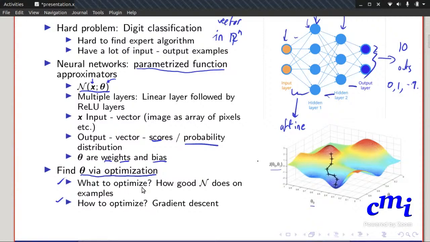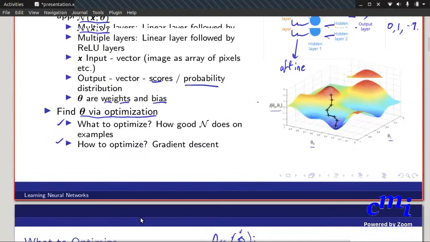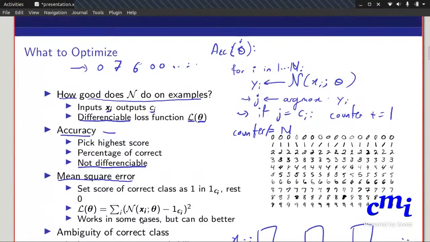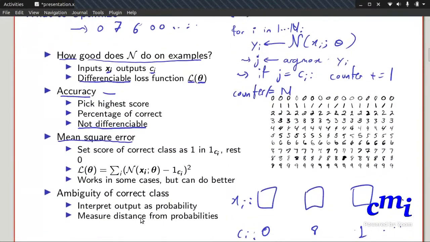What is the loss function on theta that we should optimize? Theta is just some weights and biases, so how do we choose what function of theta to optimize, that is, how do we choose the loss function? And then, how to optimize? We looked at the first question in detail, choosing the loss function.